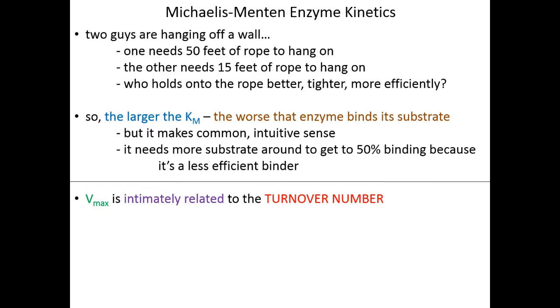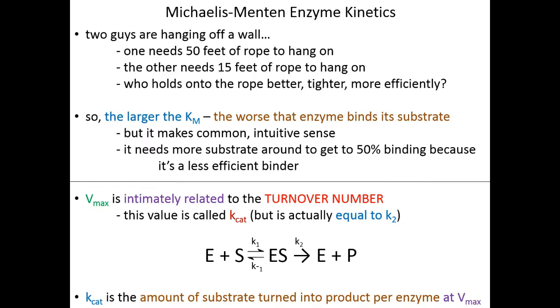Back to Vmax. Vmax is intimately related to the last variable we have yet to introduce. This is the idea of turnover number. Turnover number is symbolized as Kcat, the catalytic constant. Kcat is actually equal to the second rate constant that I showed you at the beginning of the first chunk. This is the rate constant of the enzyme substrate complex going to product. This is our turnover number, how quickly the enzyme makes product once it makes enzyme substrate complex.